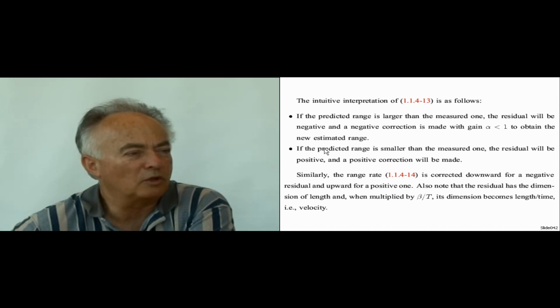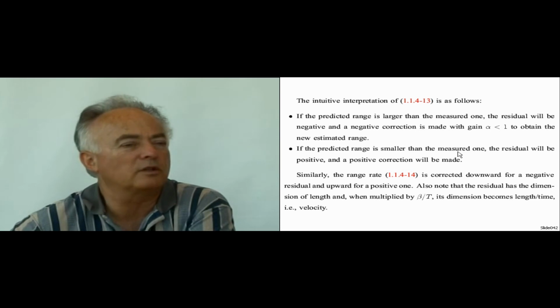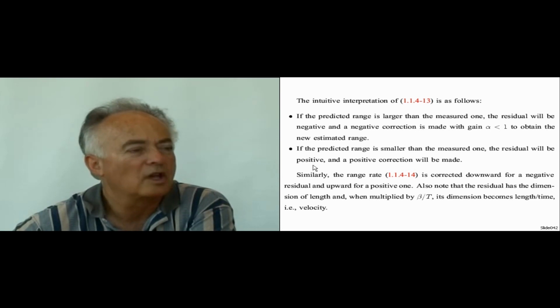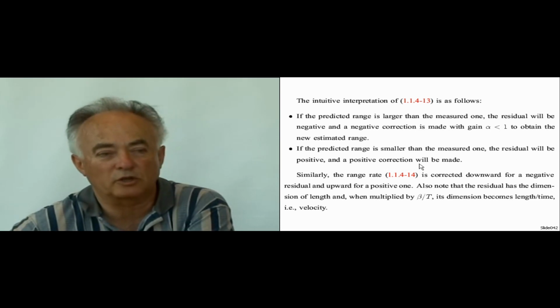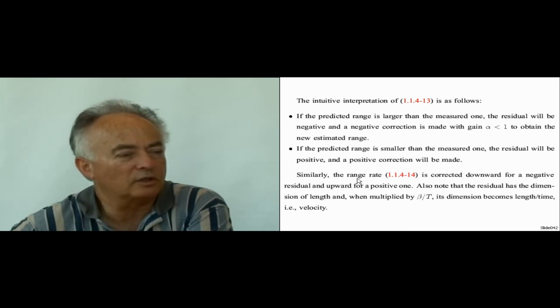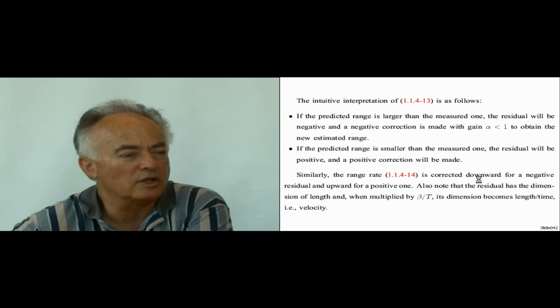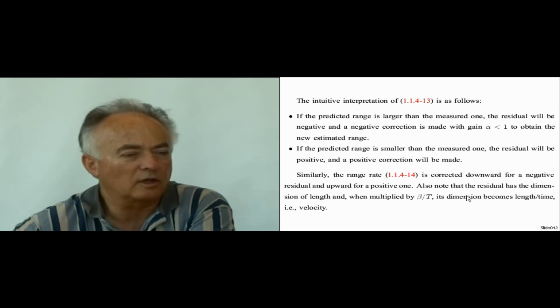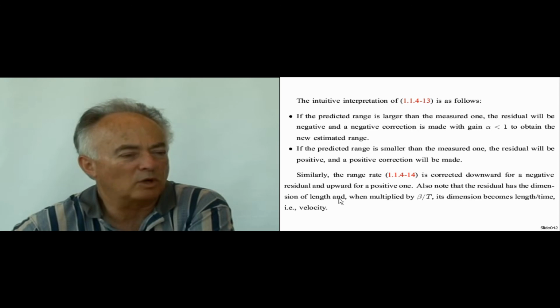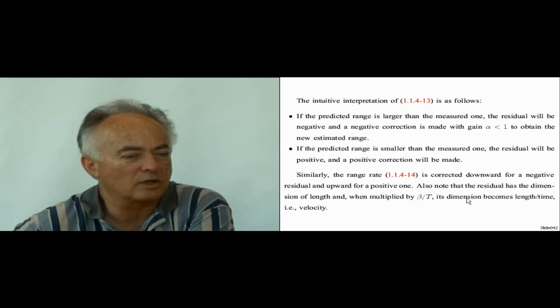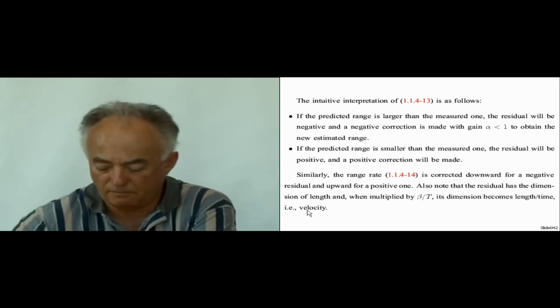Now, if the predicted range is smaller than the measured one, residual is positive, then we make a positive correction. Similarly, the range rate is corrected downward. Remember, beta is between 0 and 2, so the gain beta over T is positive. It is corrected downward for a negative residual and upward for a positive one. And again, important to remember that the residual has dimension of length, and multiplied by beta over T, it becomes length over time, namely velocity.